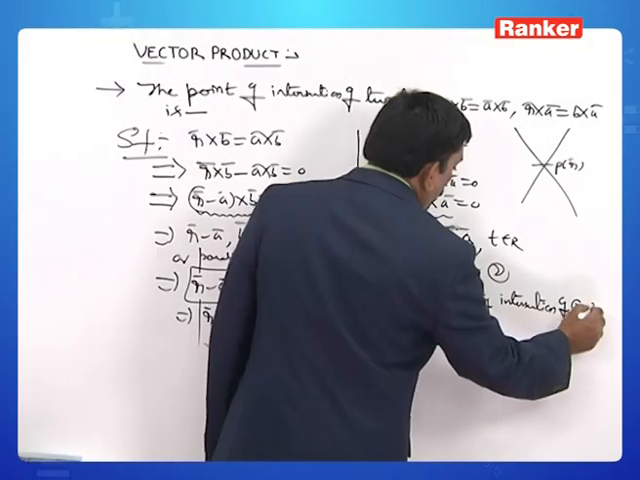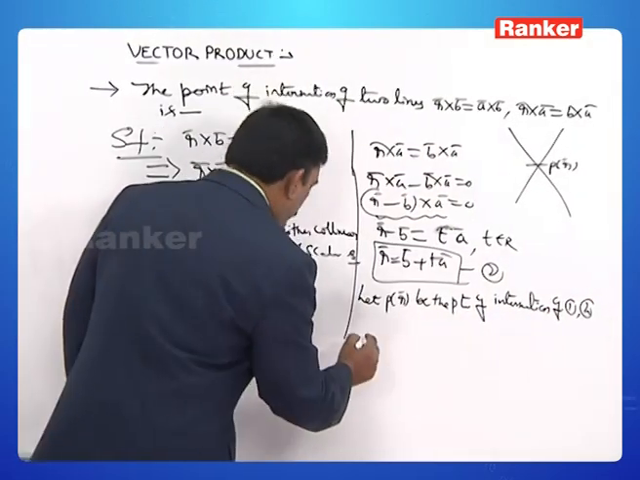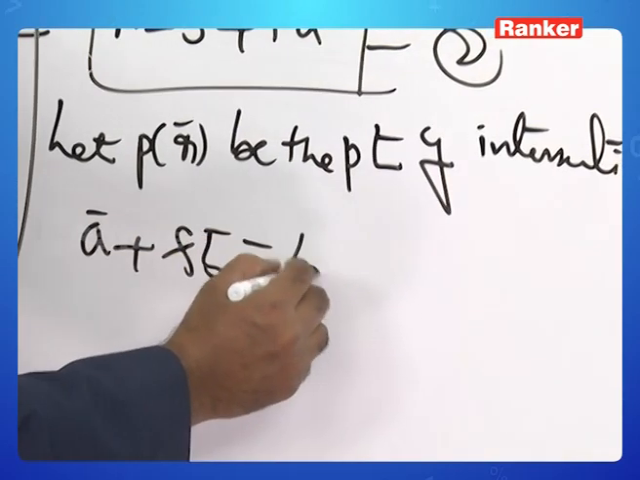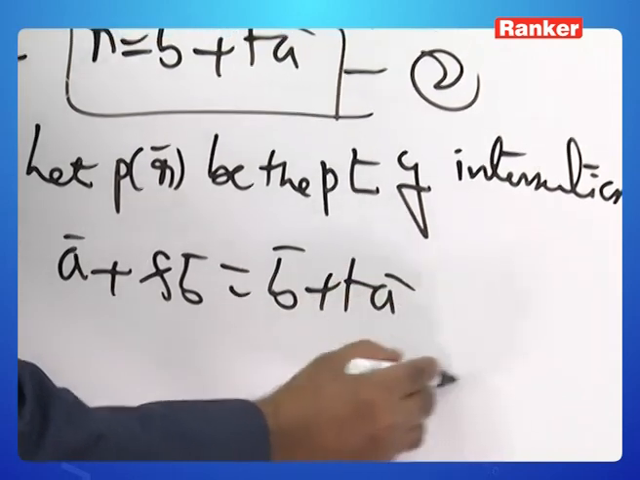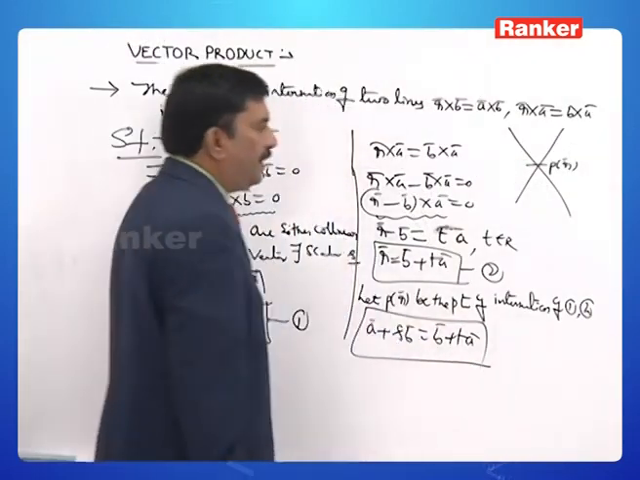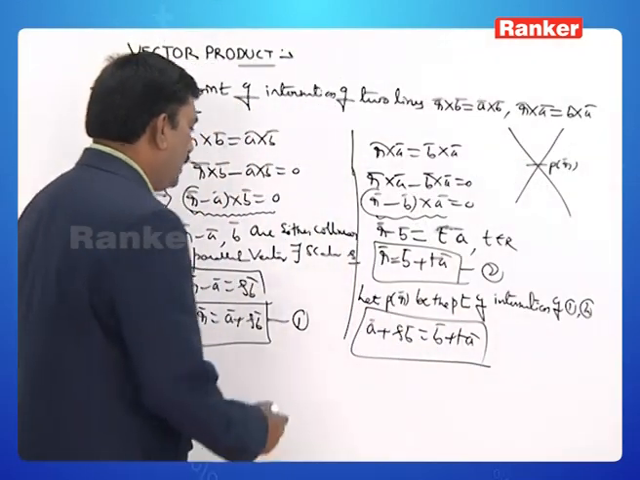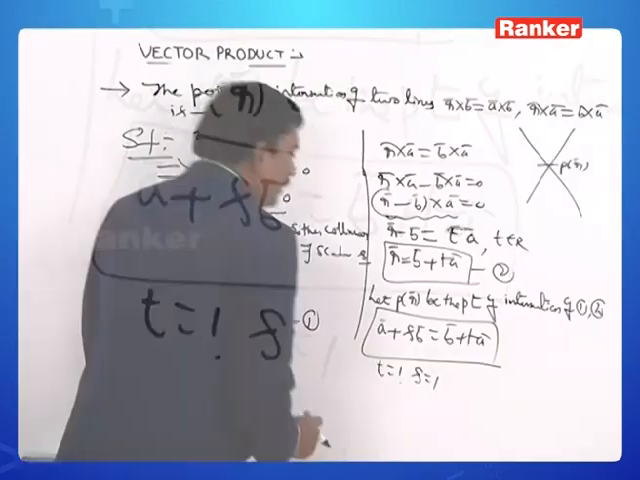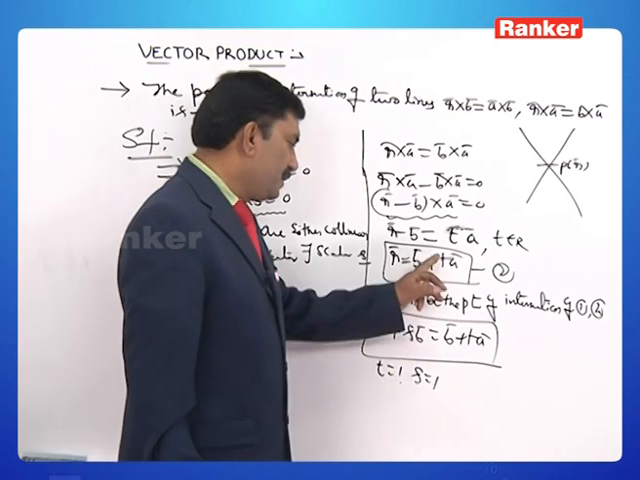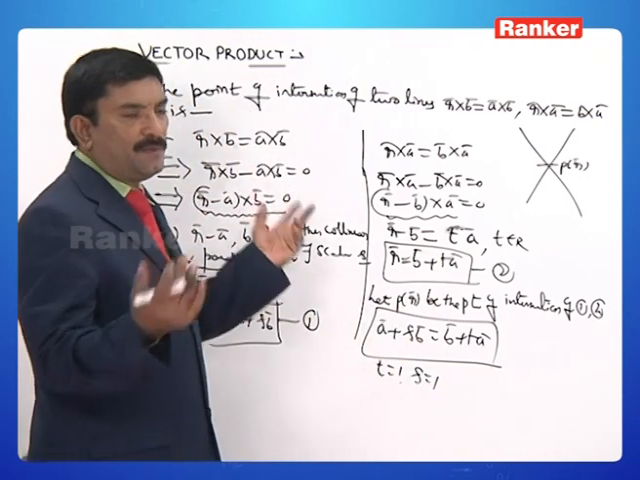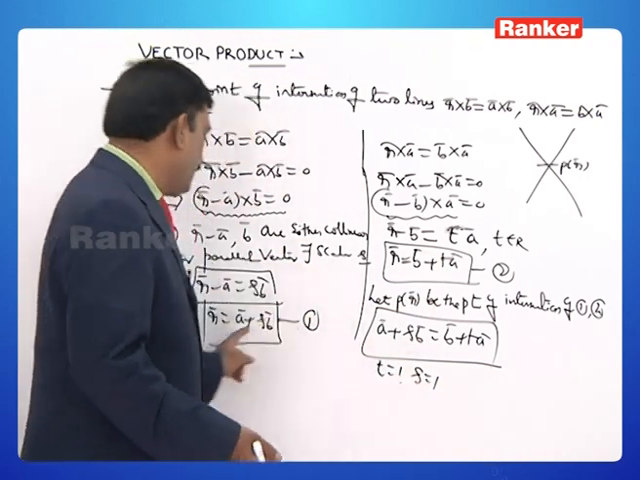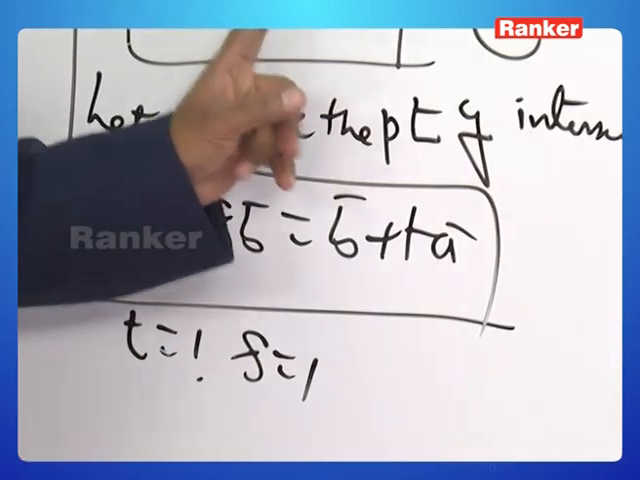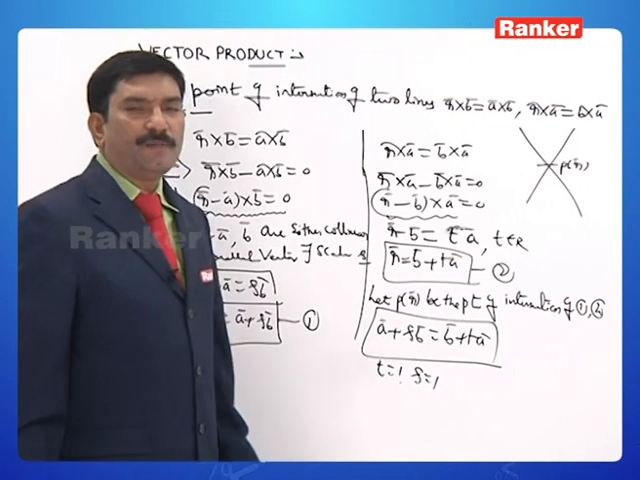of 1 and 2. So now A bar plus S B bar is equal to B bar plus T A bar. By equating the like terms, I have T is equal to 1, S is equal to 1. You can substitute either T or S as you please. If I put S equal to 1, R bar is equal to A bar plus B bar. If I put T equal to 1, R bar is equal to A bar plus B bar.